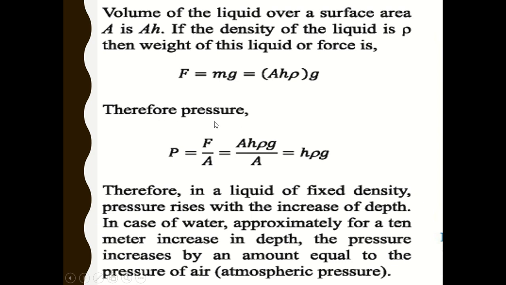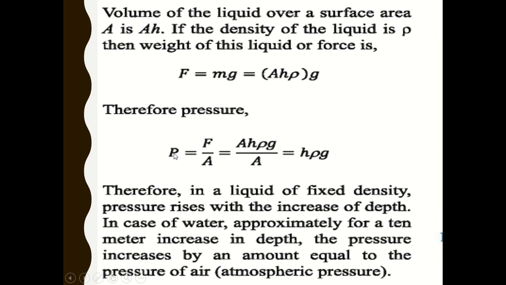Therefore pressure P equals F by A. Here the applied force is AH rho g divided by A. That means what comes? H rho g. Okay. You can use this formula, P equals F by A, for finding out pressure when the applied force is given and also the surface area is given.